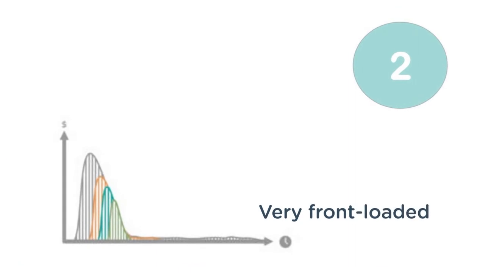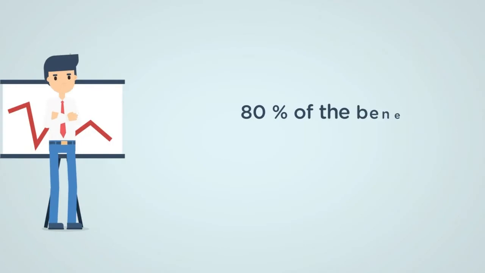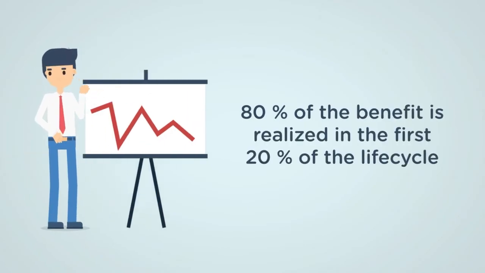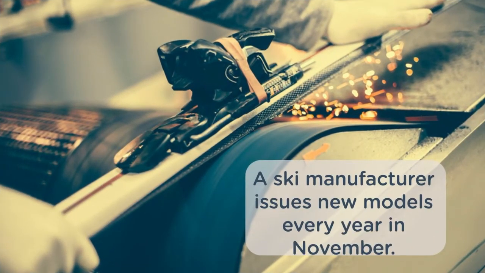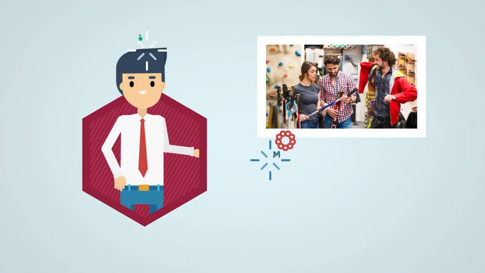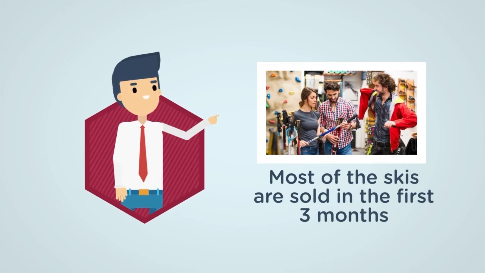Very front-loaded. It is the case when 80% of the benefit is realized in the first 20% of the life cycle. For example, a ski manufacturer issues new models every year in November, and most of the skis are sold in the first 3 months of the 1 year life cycle.